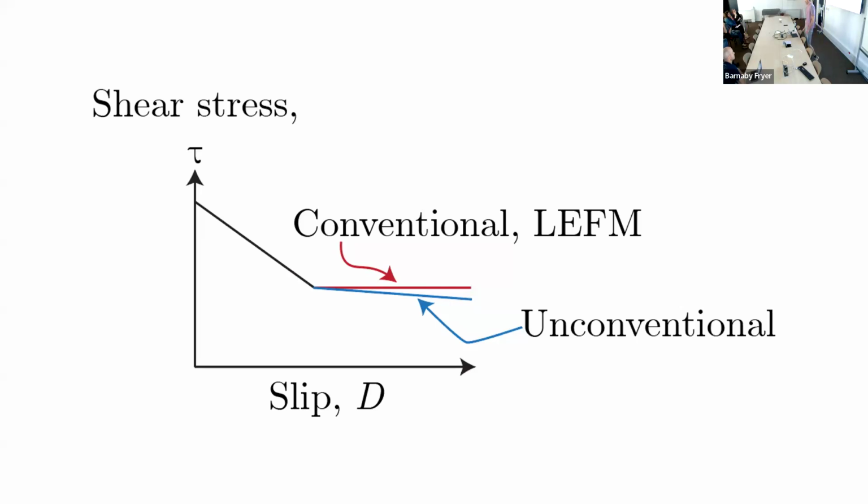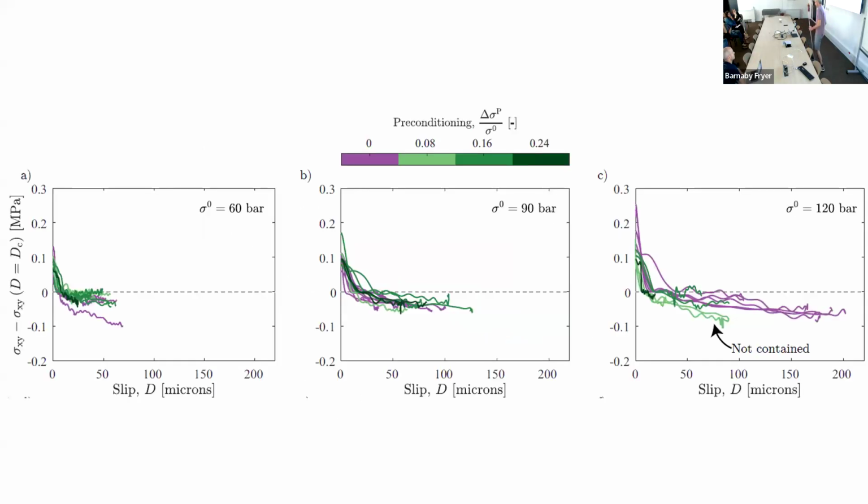So you might ask, all this discussion is nice, but do you actually have this? And we do have this. This is an example from experiments. Each set of experiments is a different normal stress. So these are all different normal stresses that are applied.